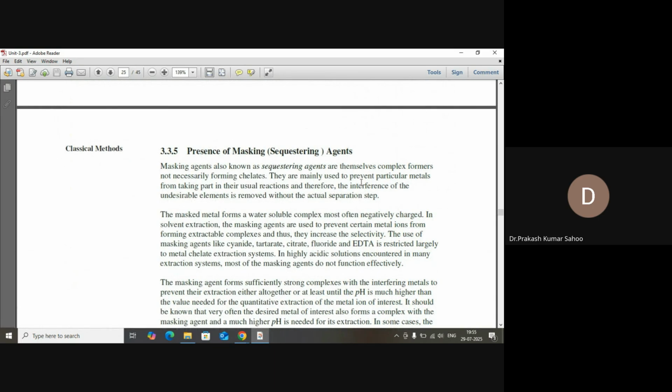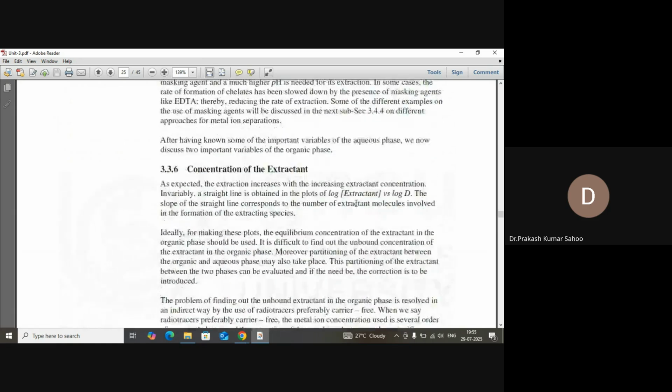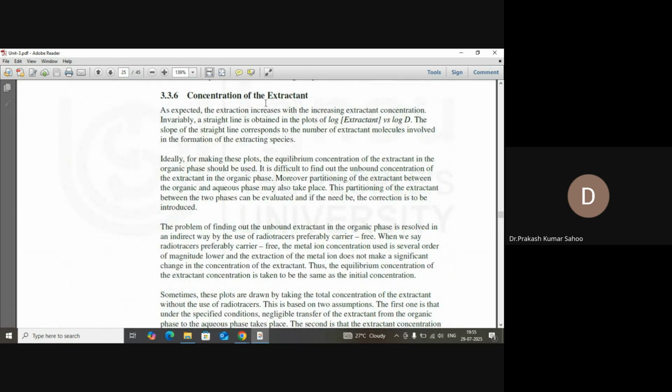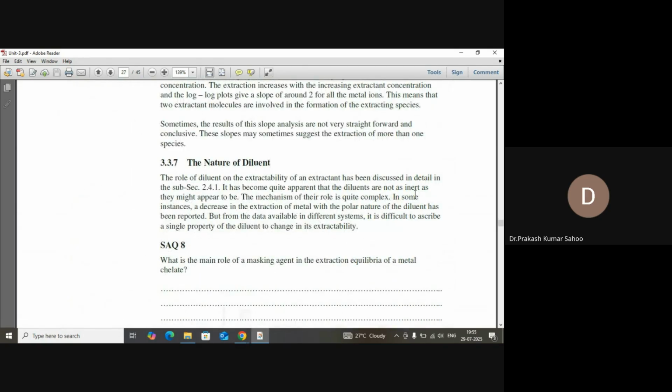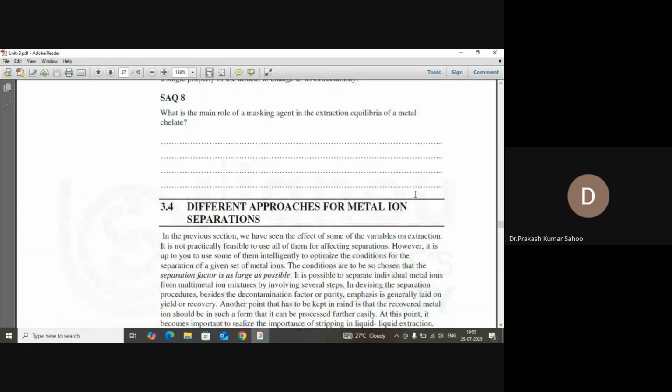Common ion effect. Presence of masking agent: EDTA is a masking agent, that is ethylene diamine tetraacetate, which has hexadentate characteristics and is a chelating ligand. So it will mask the metal ion, and accordingly the extraction is carried out. And concentration of extractant is also one of the factors for extraction. Then we have the nature of the diluent also.